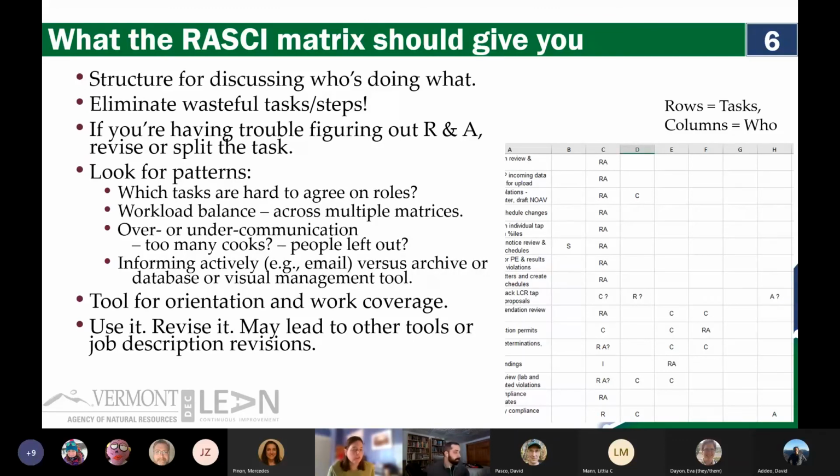So this could also be a tool for orienting new employees and figuring out work coverage. Someone's out for a couple months for medical leave or something. Who's going to cover their work? Make sure that happens. Who's already familiar with it, with the general type of work, that sort of thing. And like any other tool, it's only useful if you're actually using it, if it gets revised over time, and where it's not obvious and hard to fill it out, that may lead to other tools or revising people's job descriptions.